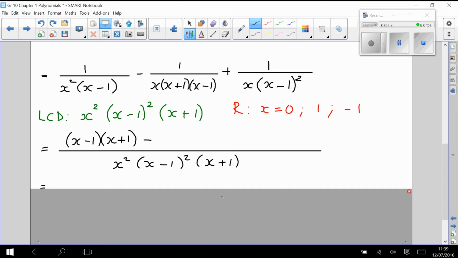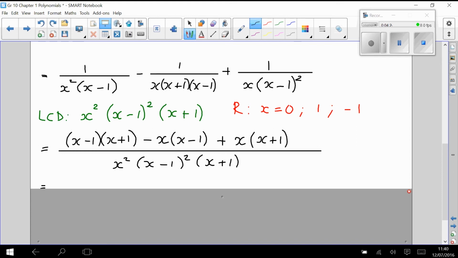Going on to the second term, it had only one x factor, so it still needs a second x factor, and it needs the second x minus 1 factor. It already had the x plus 1 factor, so I don't need to multiply its old numerator by x plus 1. And moving on to the last term, I had a single x factor. I now need a second one so that I get to x squared, and it had both of the x minus 1 factors, so all that remains is for me to multiply the x times x plus 1.